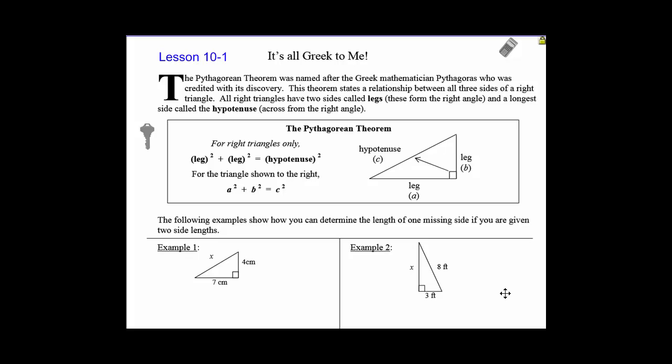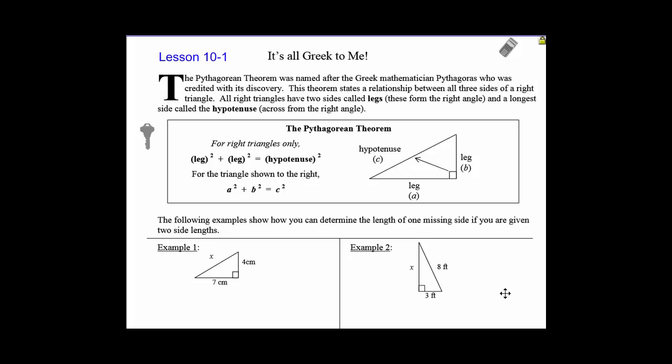And using that terminology, the Pythagorean theorem basically states that for right triangles only, leg squared plus leg squared will equal hypotenuse squared. Many students have learned this before as a squared plus b squared equals c squared, which in our opinion is an incomplete definition because that really only works if you label the legs as a and b and the hypotenuse as c. So a better way to say the Pythagorean theorem is leg squared plus leg squared equals hypotenuse squared.